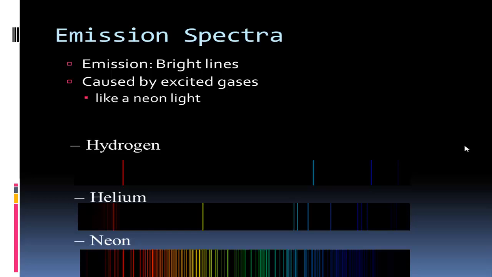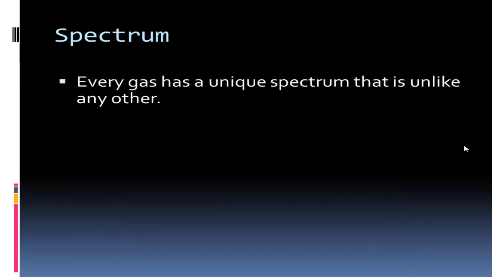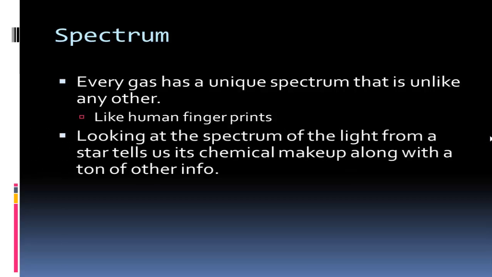What you should see here is that they're all different. And that difference is key. Think of an emission spectrum as a fingerprint. Everyone has a different fingerprint. And if you can identify the fingerprint of a person, you know who's been someplace. If you can identify the spectrum in a star, you know what that star is made out of. So that's kind of how it works.